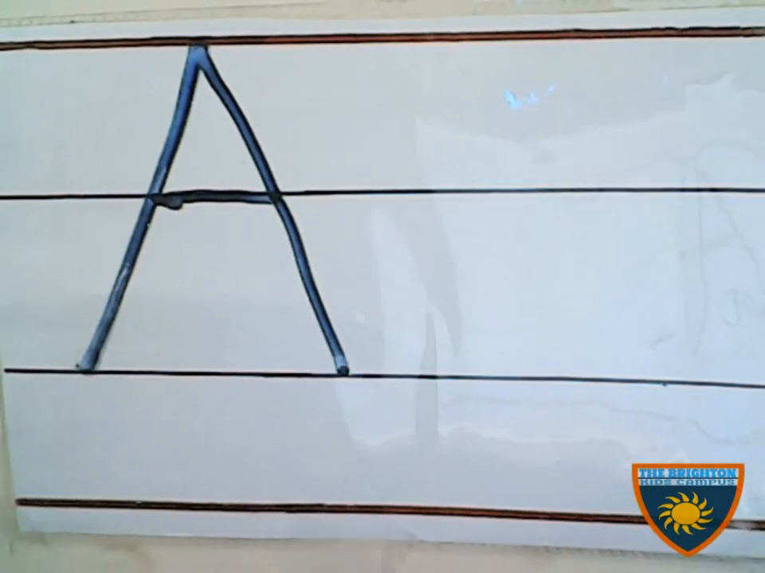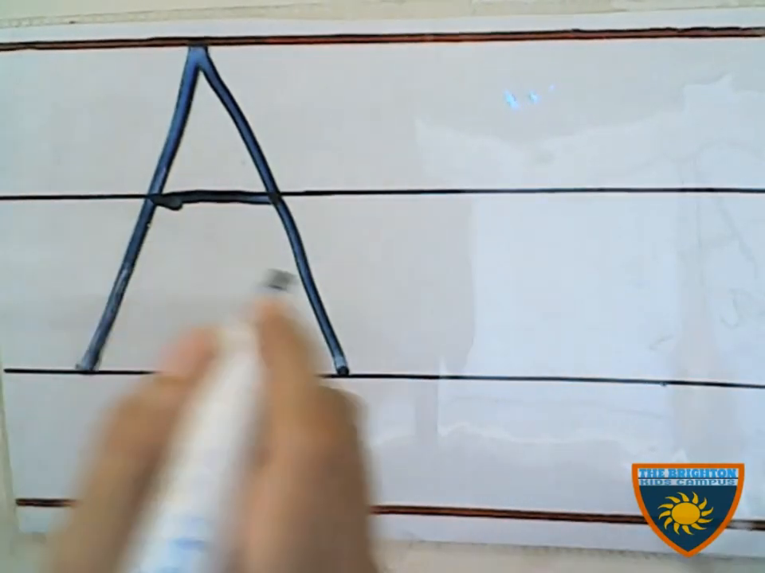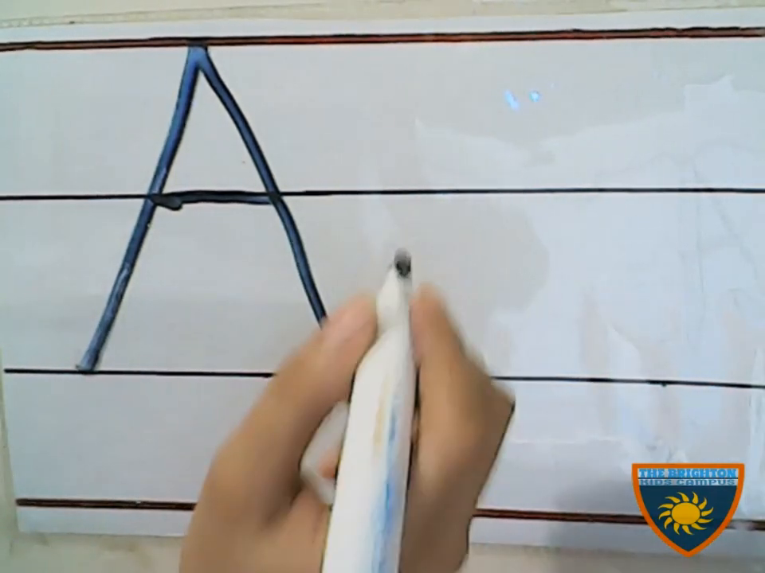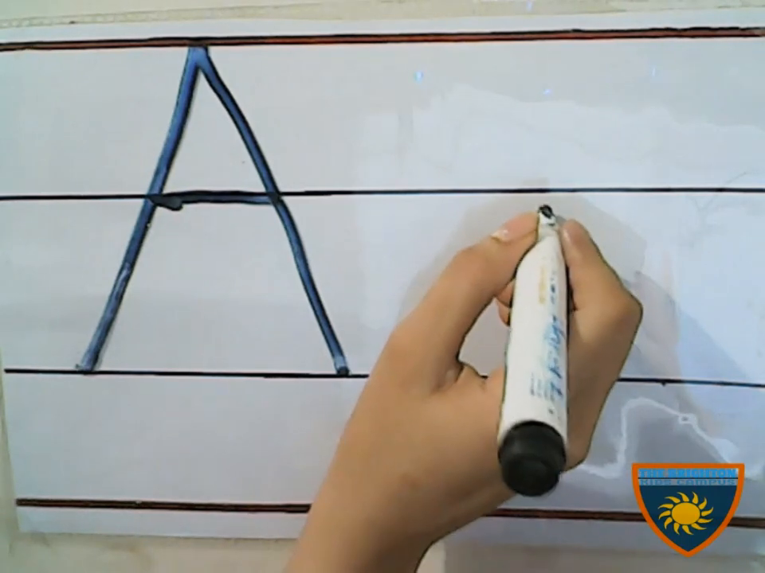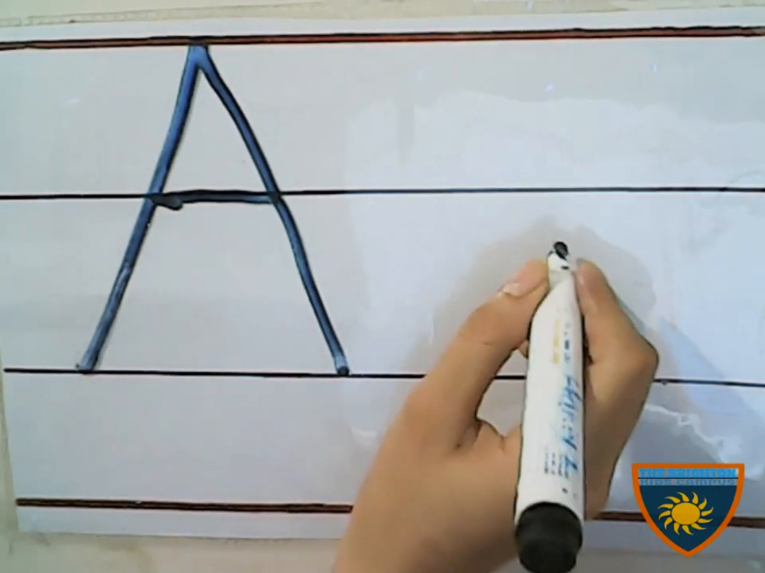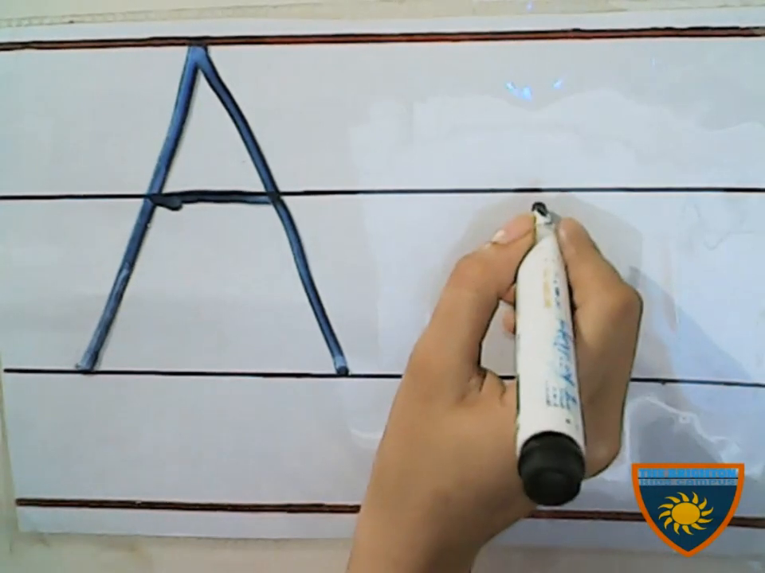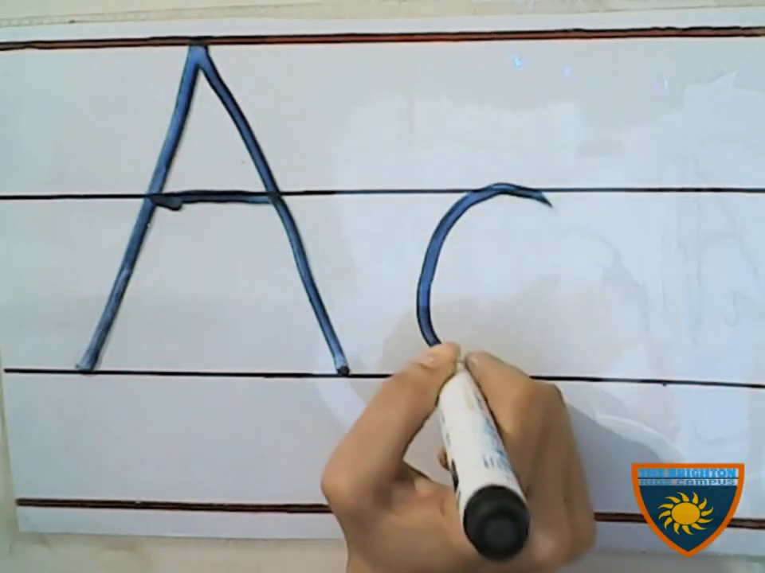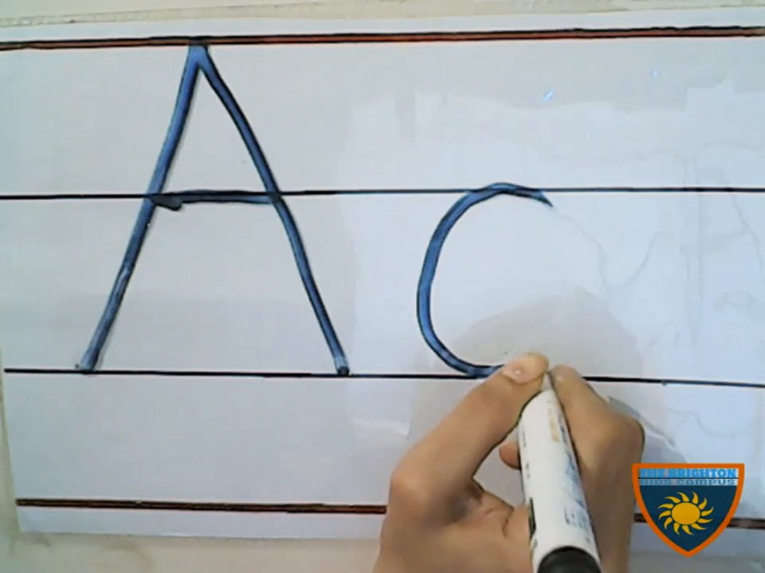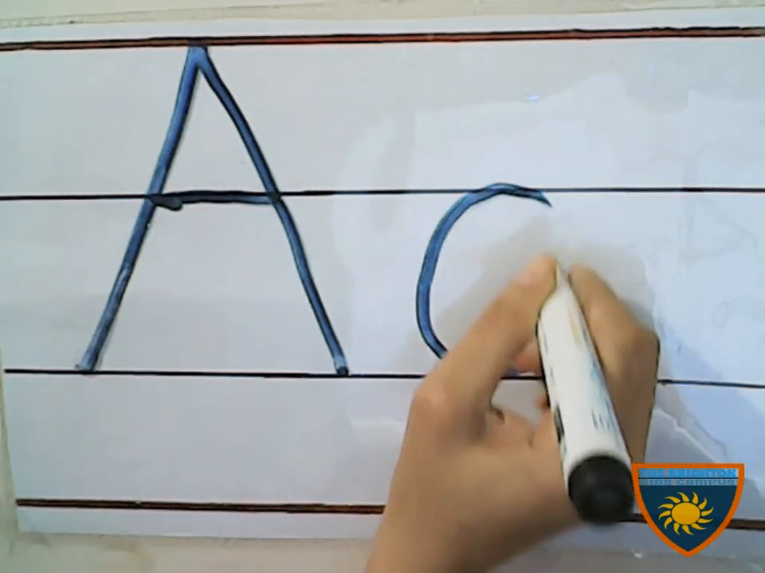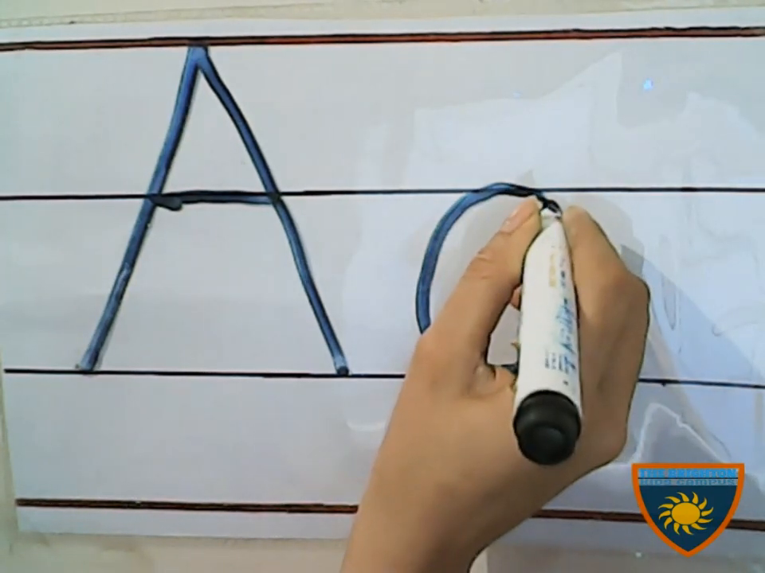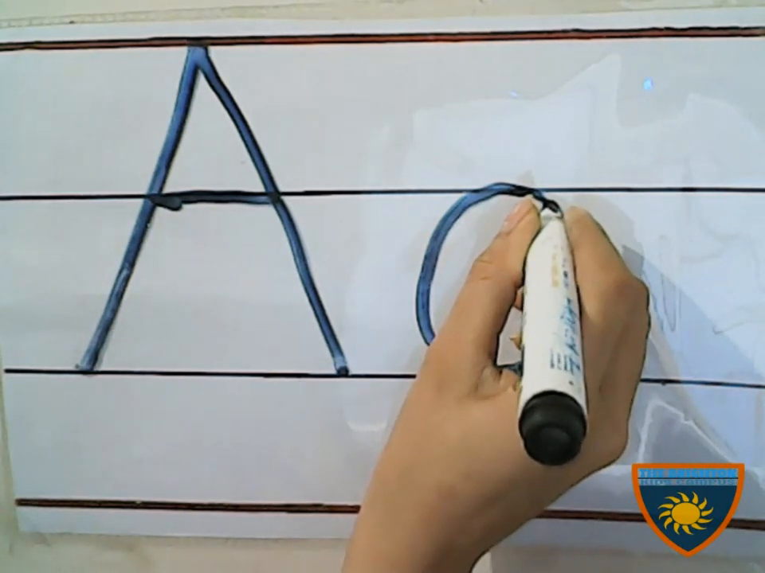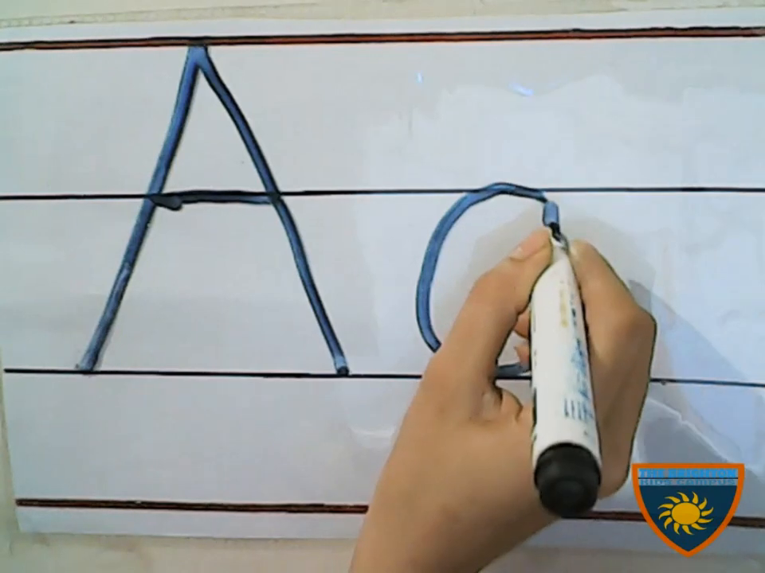Good job. Now let's do small letter A. We will start in the middle and go around in a circle. Then we will draw a line down.